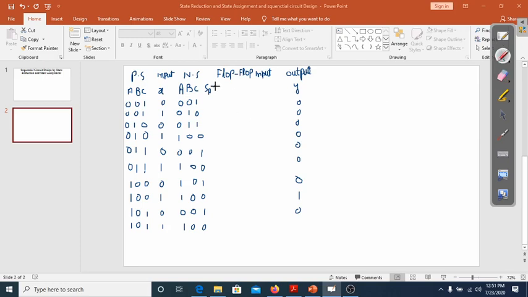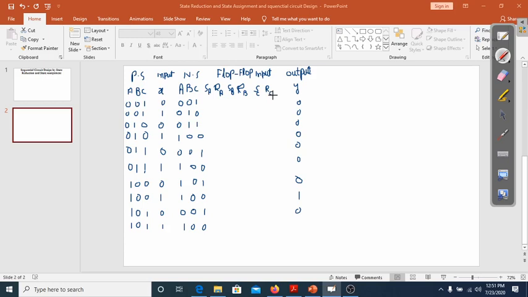So this is SA, then RA, SB, the input for flip-flop B, and then RB, SC, then RC.